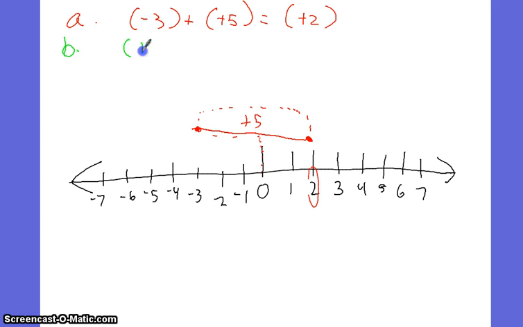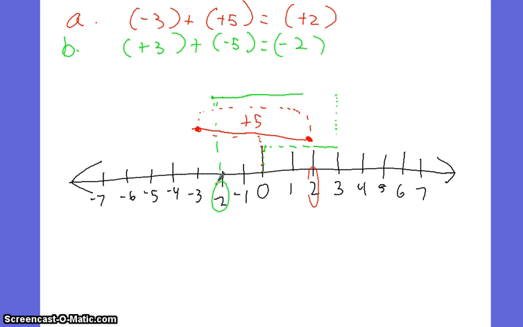B says +3 plus -5 equals -2. All right, so this time we're going to start, I'm going to go all the way over to +3. Okay, went to +3. And then I'm going to go 5 backwards. We'll go way up here. I'm going to go 5 backwards, so 3 over, and then 2 more. Okay, my answer is -2.